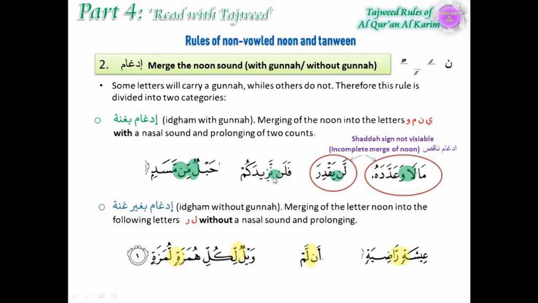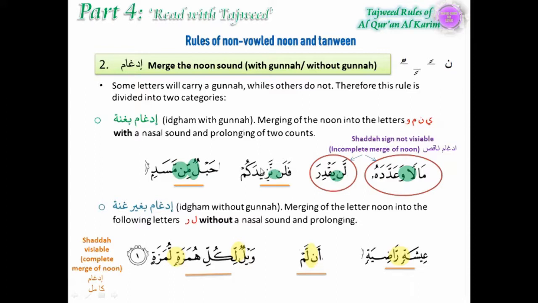The noon here, the ones that all the other examples here you see are a complete merge of noon, which means the noon completely merges into the next letter. There is no sign of noon in the next letter. Here, allam, you don't hear the noon. Waylulli, there's no sign of noon. Here you might argue there is a noon, but the gunna you hear is from the next letter. فَلَن نَزِيدَكُمْ. We are reading this noon, not this noon.